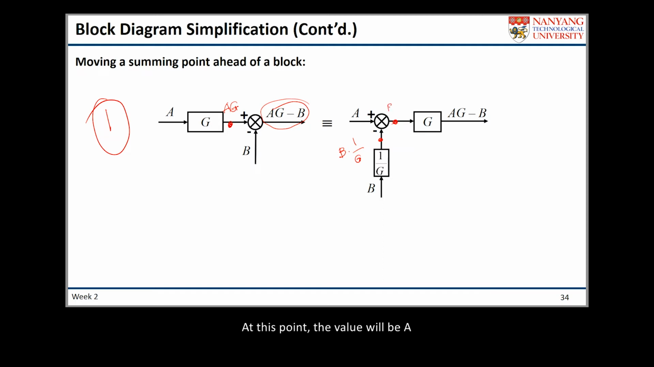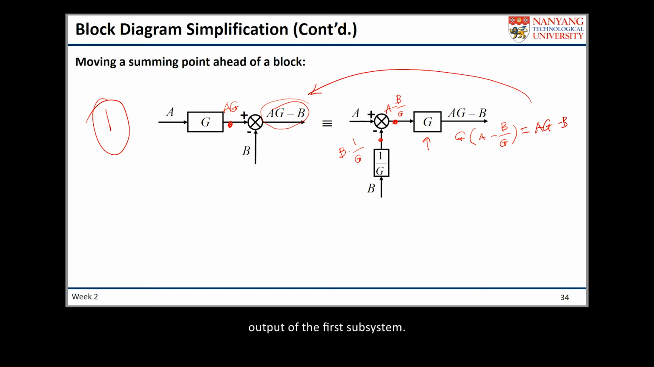So at this point, the value will be A minus B over G. And now this value, A minus B over G, is the input to the transfer function G. Which means the output of the block G will be equal to the transfer function G times the input A minus B over G. Right? If you multiply it, then this will be equal to A G minus B, which is equal to the output of the first subsystem.